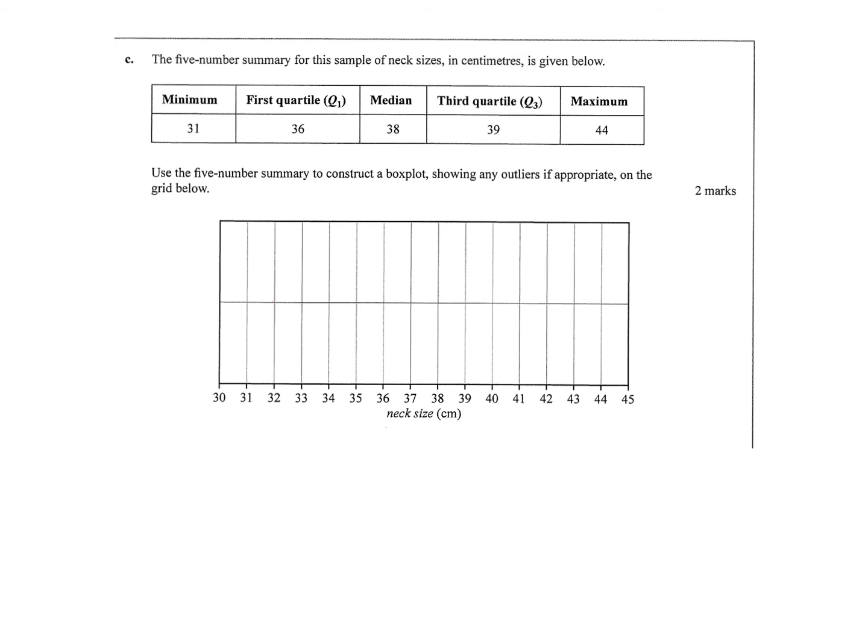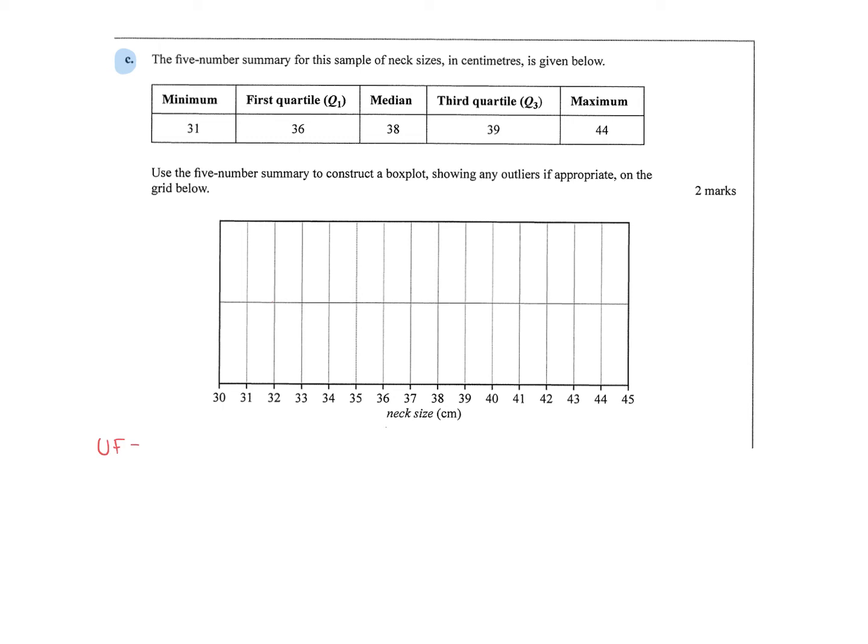So the 5-number summary for the sample neck sizes in centimetres is given below. Use the 5-number summary to construct the box plot showing any outliers if appropriate on the grid. This is part C of that question before, and they did say you can use all the data. Even though they've given you the 5-number summary here, there are pieces of information missing for us to know. First of all, if we are to know if there is an outlier, we need to know the upper and lower fence. So let's go and find the upper fence.